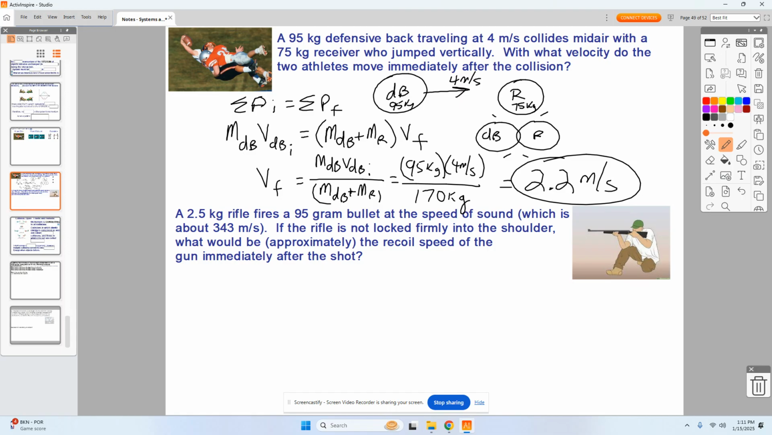Those of you that have shot rifles before with scopes, have you ever been scoped? Do you know what that means? You know what that means?